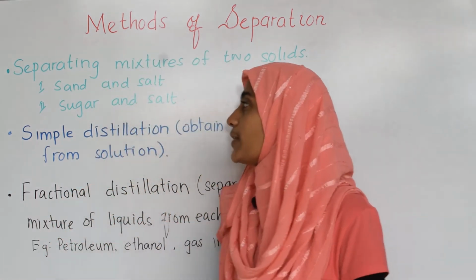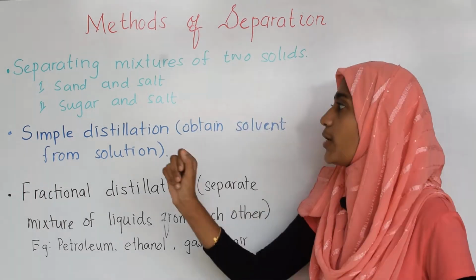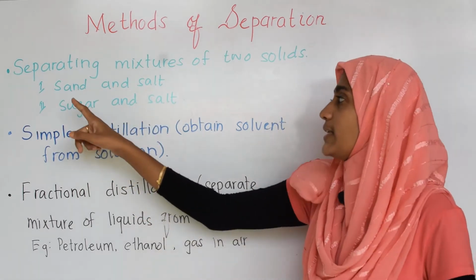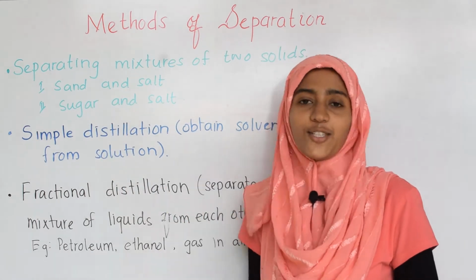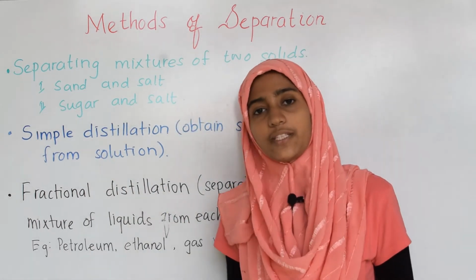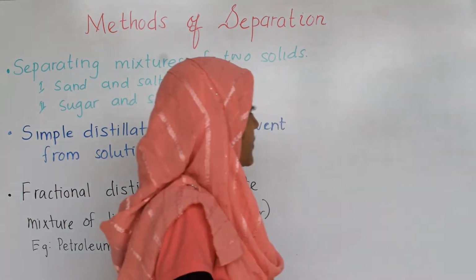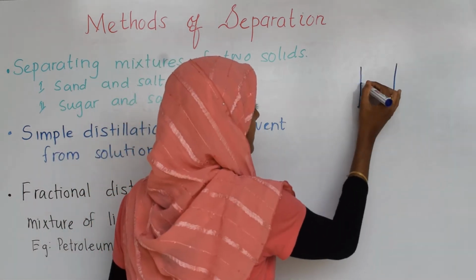So in this video we are going to study separating mixtures of two solids. Now the first one, sand and salt. When it comes to sand and salt, sand of course does not dissolve in water, salt dissolves in water. So how do we separate sand from salt? Very simple. You have a sand and salt mixture in a beaker.